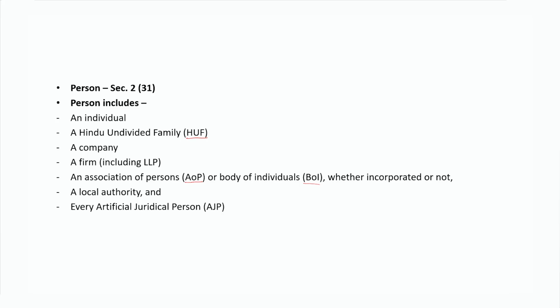Now what is this association of persons? So if you look at what is this concept of AOP, when we look at the definition of person, we have seen that it includes all of these people, right? An individual, an HUF, a company, a firm, of course we are discussing this, a local authority and artificial juridical person, right? AJP. So when we talk about association of persons, we are saying that it can be a combination of any of these, right? So let's say for example, you want to carry out a joint venture, okay?